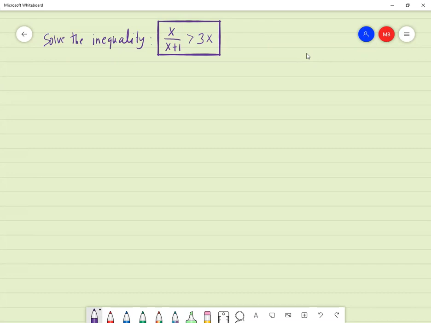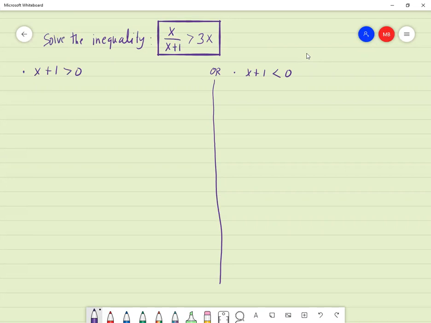One case is x plus 1 is positive, and the second case is x plus 1 is less than 0. So x plus 1 is either positive or negative. Let's solve this for each case.